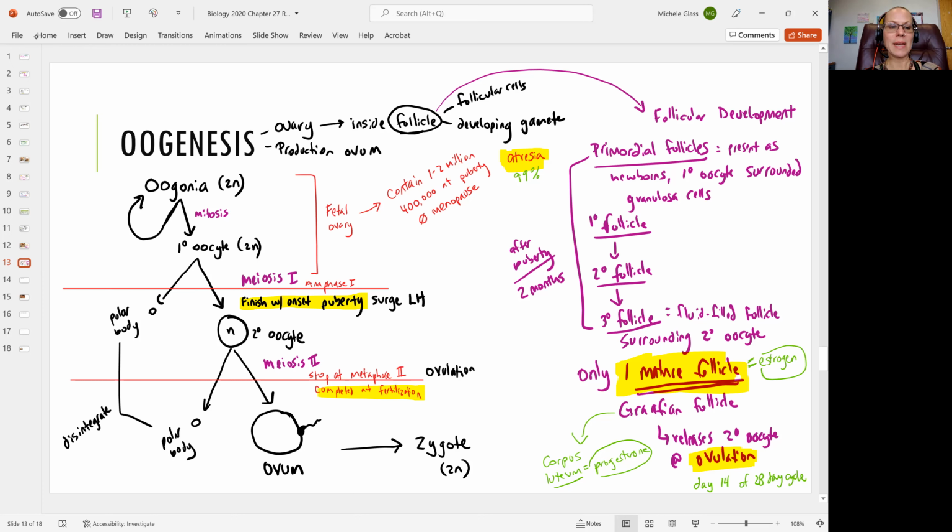All right, so up next, we're going to look at what's happening in the uterus. And from there, we'll start mapping out the hormonal control of both the ovarian cycle and the uterine cycle.